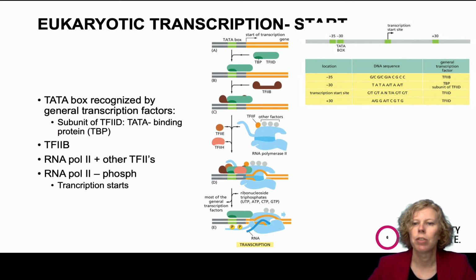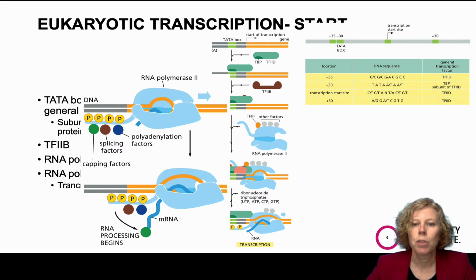The rest of the general transcription factors, as well as the RNA polymerase itself, then assemble at the promoter. At this site, TFIIH phosphorylates RNA polymerase II. This releases the polymerase from most of the general transcription factors, so it can begin transcription. The phosphorylated RNA Pol II contains capping, splicing, and polyadenylation factors. Processing of the RNA happens immediately during transcription.